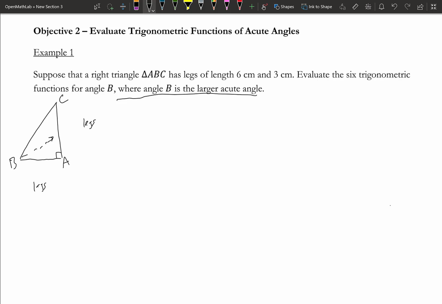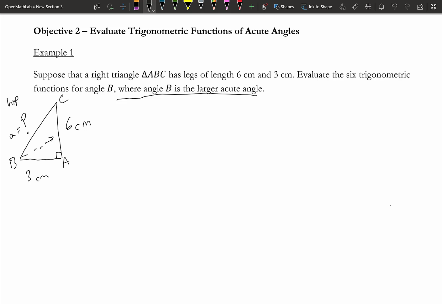I can put either 3 or 6 here, but since B is larger than angle C, this has to be the larger side, so this has to be 6 centimeters. Then this side is 3 centimeters, that's what's left. If I want to figure out the hypotenuse, this part here, I can use the Pythagorean theorem, which I reviewed with you. Little a is equal to what? We're trying to figure that out.